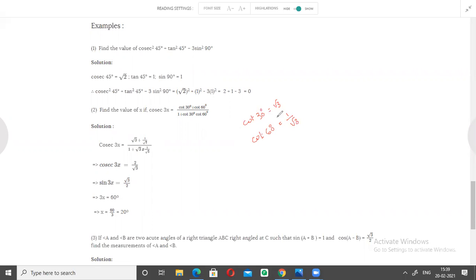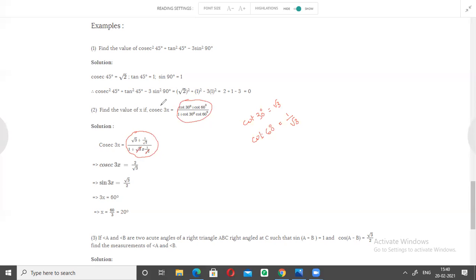If you know these two values, just substitute here. So this one, that is cot 30 degree plus cot 60 degree divided by 1 plus cot 30 degree into cot 60 degree will come like this. That is root 3 plus 1 by root 3 divided by 1 plus root 3 multiplied by 1 by root 3. When you do the simplification of this, take the LCM, 3 plus 1 divided by root 3, and divide by the denominator. They get cancelled and you get 2. So on total, you will get it as 2 by root 3.